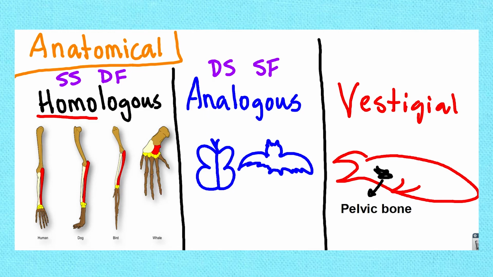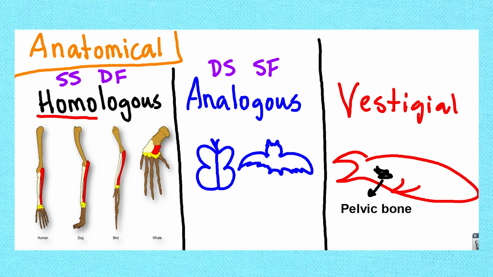So the SSDF is how you can remember this. It means they are going to have the same structure, but a different function. The function of a human arm is grabbing stuff, I don't know, punching someone. A dog walks with that leg, a bird flies, a whale swims. This is a different function, but the structure is the same.